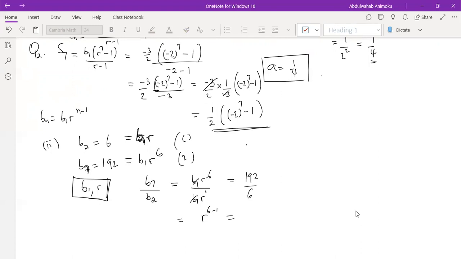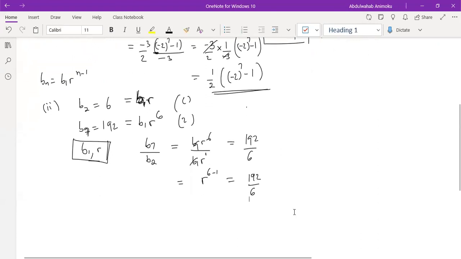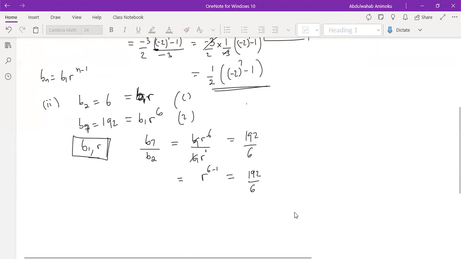So what is 192 divided by 6? You don't get a perfect number at first, so let's just leave it as that, okay? But 2 can go. So 192 over 6, rather, not 196. So 192 divided by 6, that is 32. All right, this gives us 32. Perfect. So which means R raised to power 5 is 32.